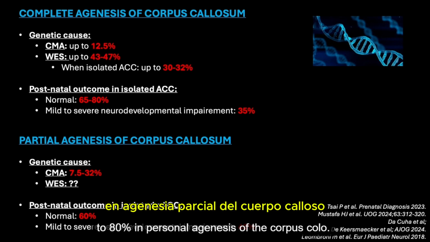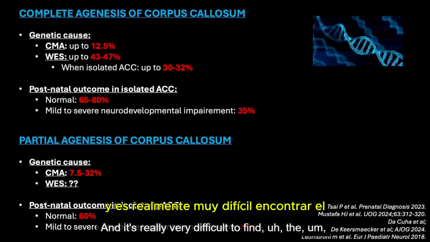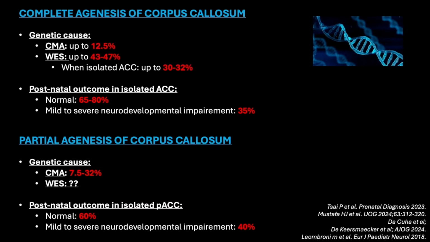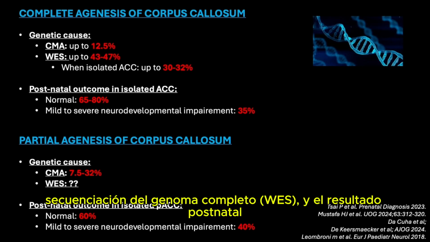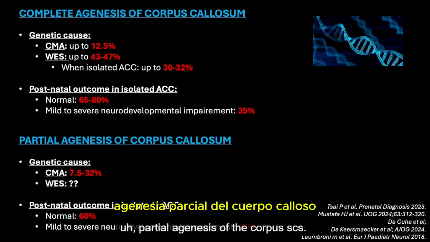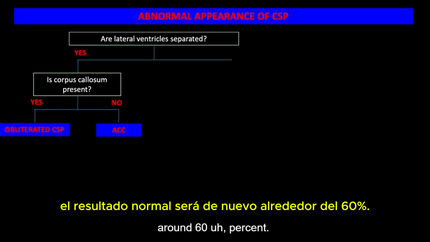In partial agenesis of the corpus callosum, the added value of CMA goes from 8 to 32%, and it's really very difficult to find the meaning or the added value of whole genome sequencing. And for the postnatal outcome in apparently isolated partial agenesis of the corpus callosum, the normal outcome will be again somewhere around 60%.